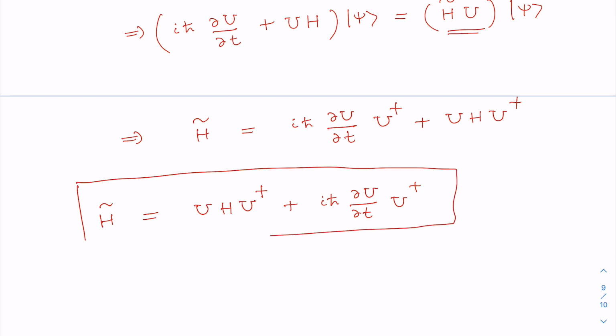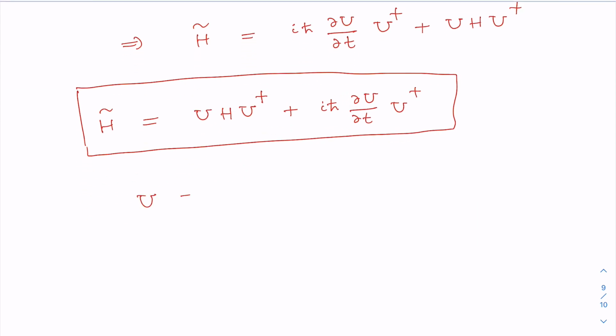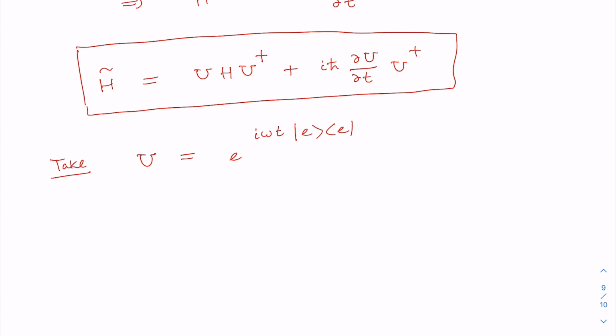We can immediately apply it to our considered case. If we take the unitary transformation as e to the power i omega t ket e bra e, and apply it to our two-level system, then we can show that this Hamiltonian H tilde would indeed turn out to be 0, h cross omega by 2, h cross omega by 2, minus h cross delta.